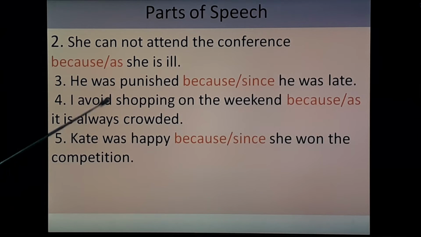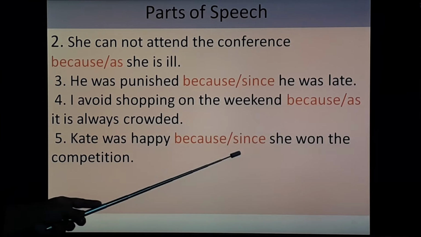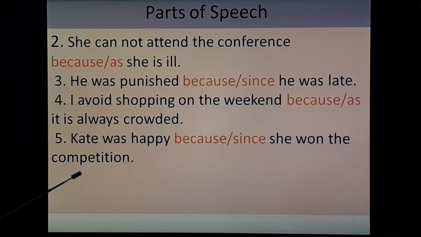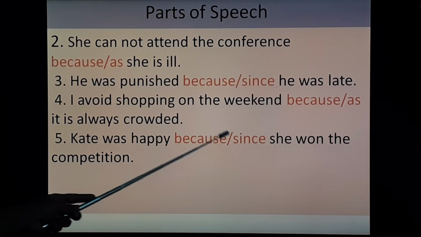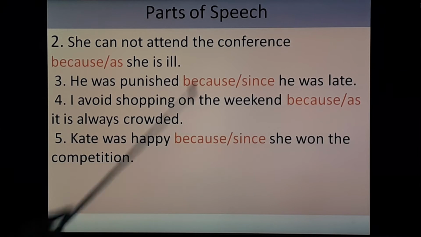Next, Kate was happy because, or since, she won the competition. So here she won the competition, that is the subordinate clause, and here Kate was happy, that is the main clause. Because, or since, that is the subordinating conjunction.